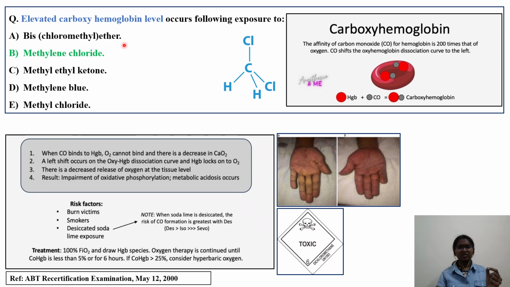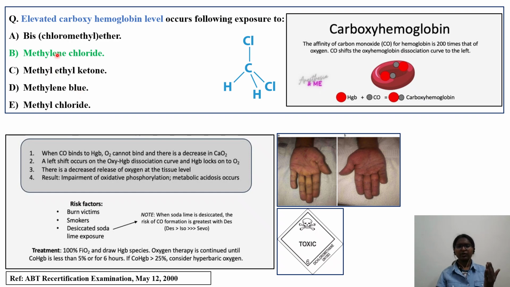These are different solvents in the options, so we need to identify the solvent which is increasing the carboxyhemoglobin level. The first option is bis chloromethyl ether. Option B is methylene chloride. Option C is methyl ethyl ketone. Option D is methylene blue. Option E is methyl chloride.